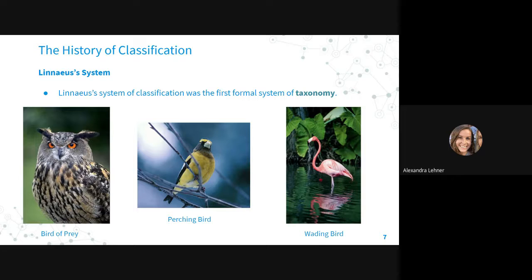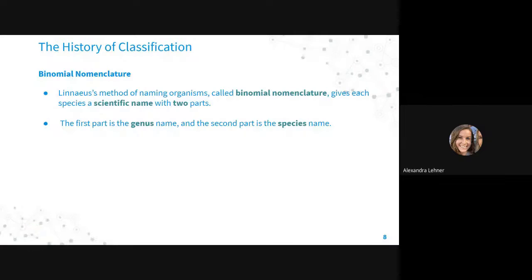The Linnaeus system. Linnaeus's system of classification was the first formal system of taxonomy. And then we have binomial nomenclature. So Linnaeus's method of naming organisms was called binomial nomenclature, and it gives species a scientific name with two parts. The first part of the scientific name is known as the genus name. The second part is the species name, and we'll look at some examples here in just a moment.